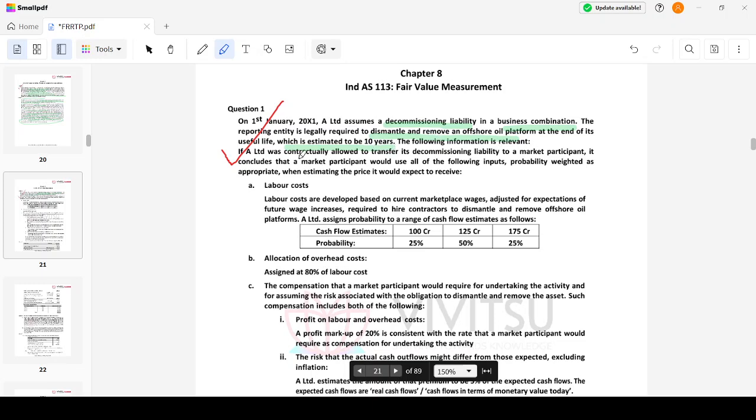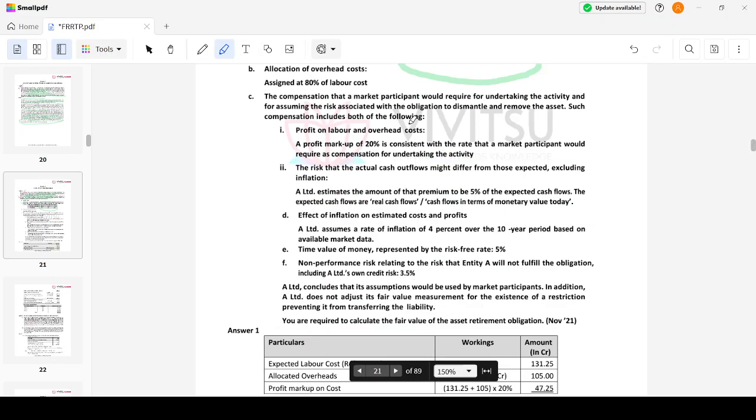If A was contractually allowed to transfer its decommissioning liability to a market participant, it concludes the market participant would use all of the following inputs, probability weighted as appropriate, when estimating the price it is expected to receive. Labor cost cash flow estimates and their probability. Labor costs are developed on the basis of current marketplace wages, adjusted for expected future wage increases, required to hire contractors to dismantle and remove this offshore decommissioning liability. Allocation of overhead cost is 80% of labor cost.